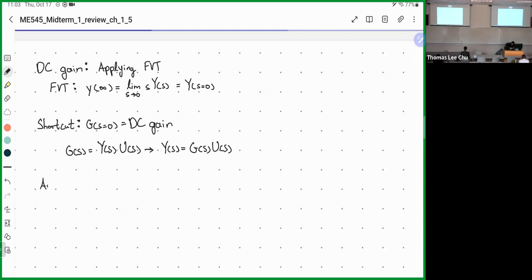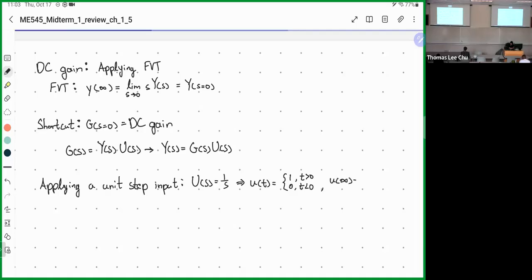Now let's apply a unit step input. U of s is equal to 1 over s. Because in the time domain, u of t is equal to, and I guess formally it'll be 1 for time greater than 0 and 0 for time less than 0. But for all intents and purposes, basically u at infinity is equal to 1. So it has a magnitude of 1, input magnitude of 1.